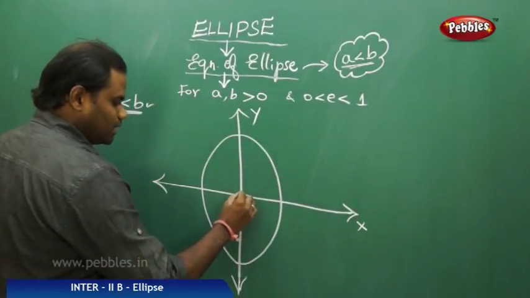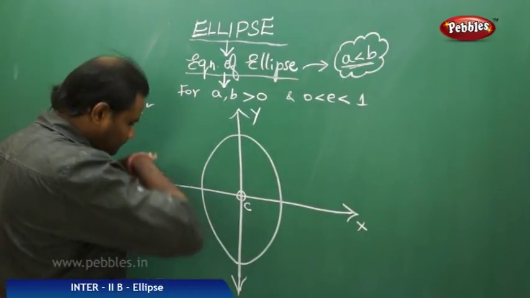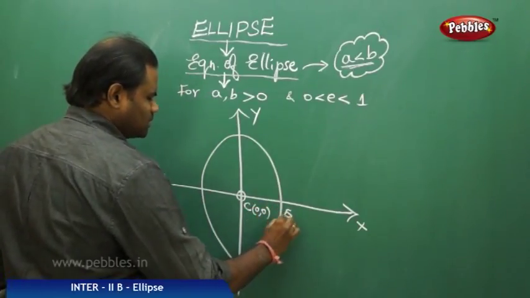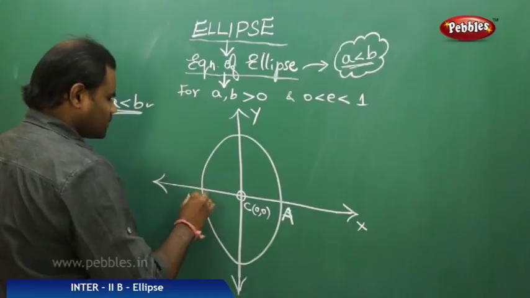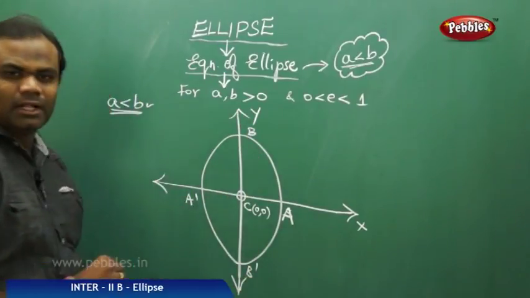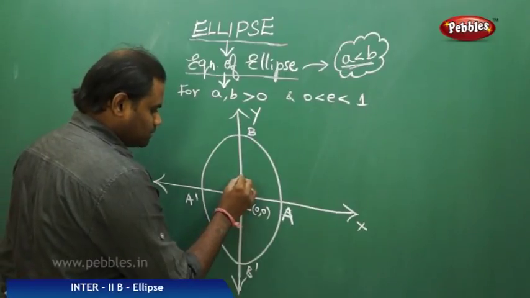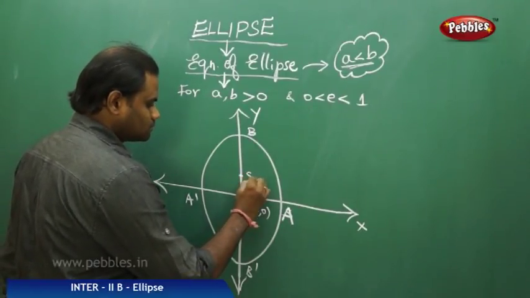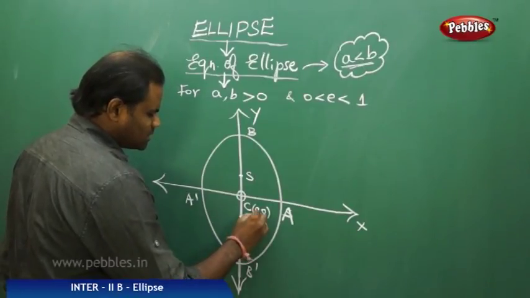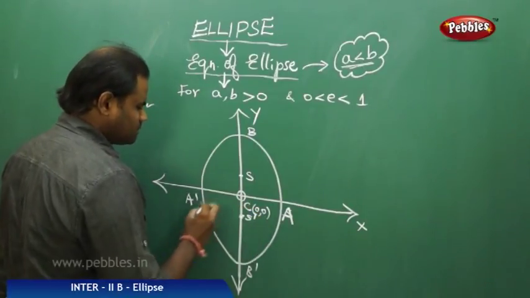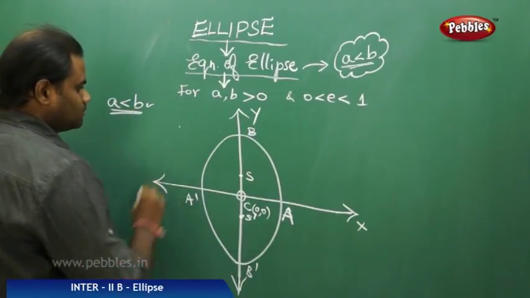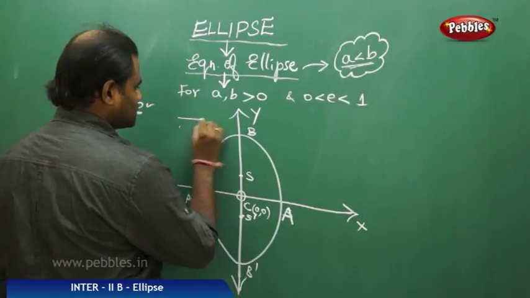Now the center of the ellipse is this, which is (0, 0), and this is A' and B'. My focus shifts here and my S' also is here, and then we have the directrix.